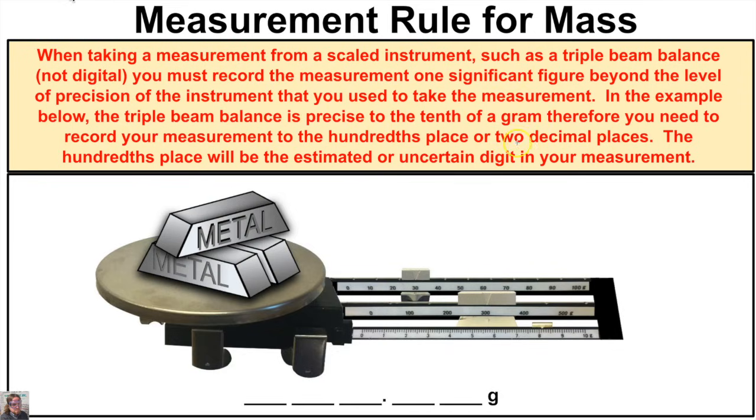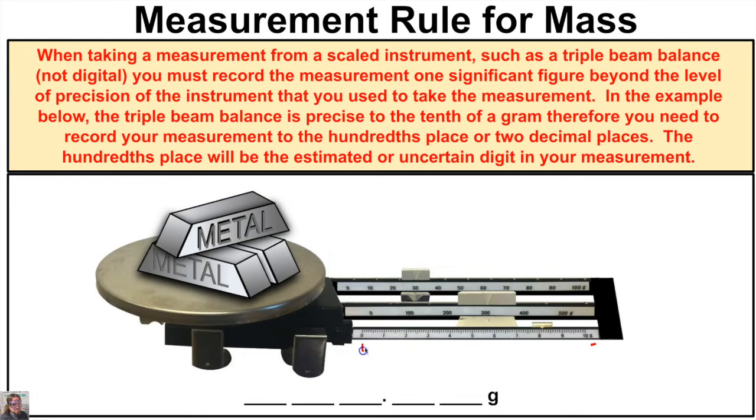So if we take a look at the example of the triple beam balance below here, we can see that this triple beam balance, first of all, is measuring in grams, right? We can see grams labeled right here. And so we know that this scale is measured using the unit grams. So we have our grams right here. Furthermore, if we take a look, we can see that this scale is precise to the tenth of a gram.